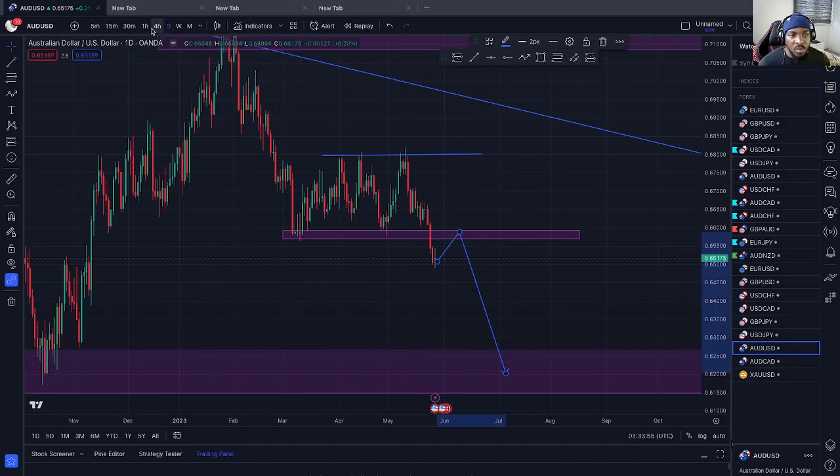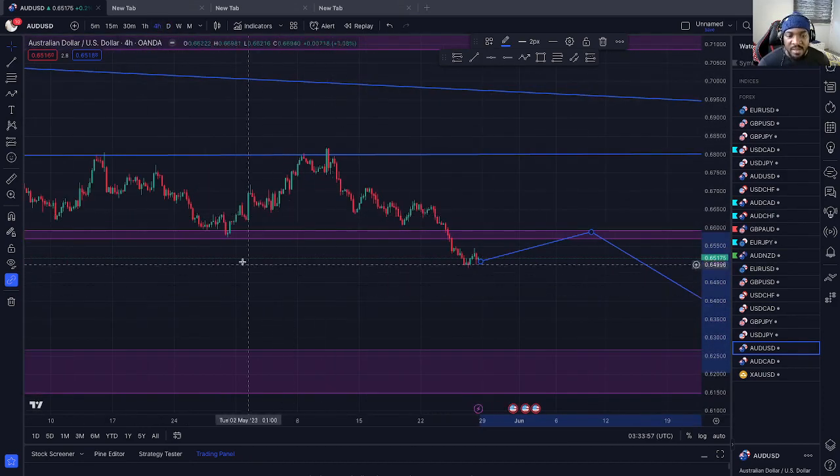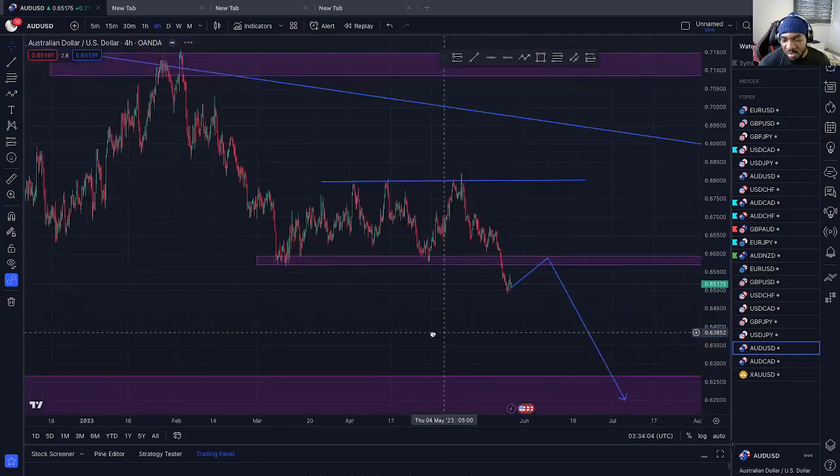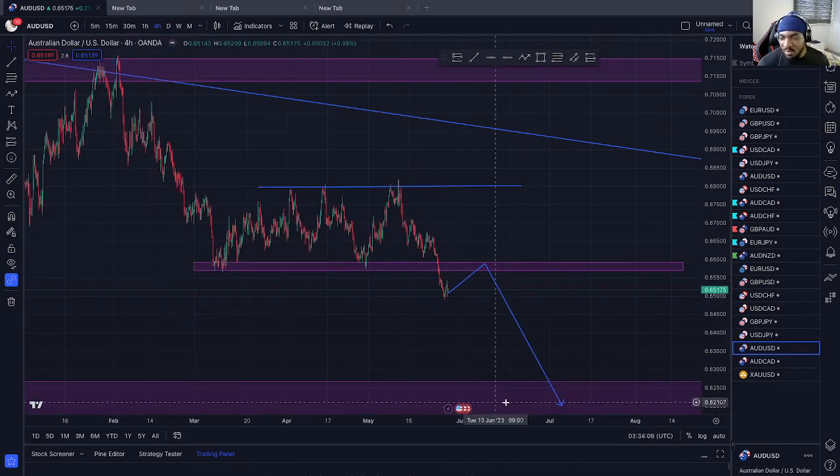On a daily time frame, when we go to our 4-hour time frame, we'll see clearly that when we got to this point, we broke this point. So what we're trying to do is support down, resistance down on this point, and then we could move downwards.